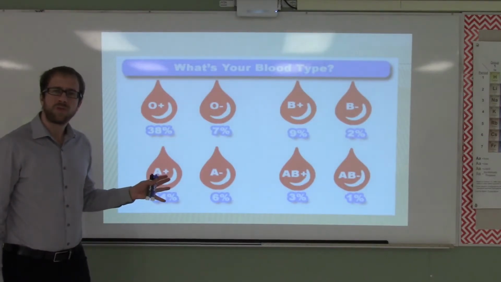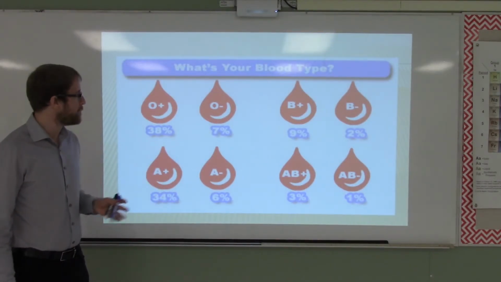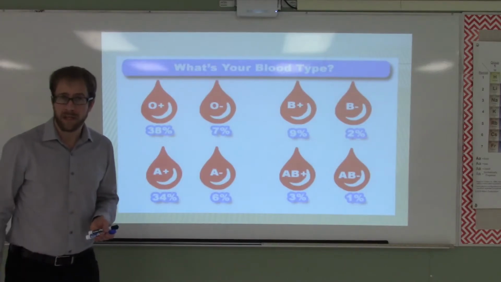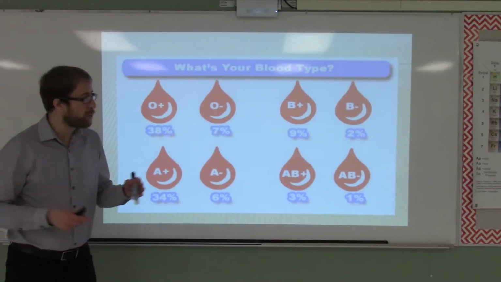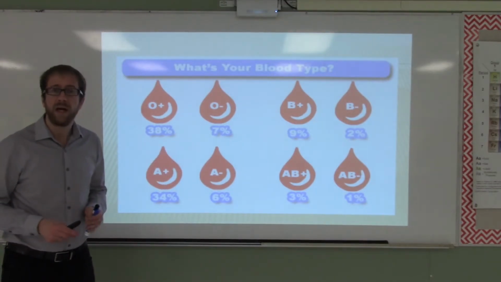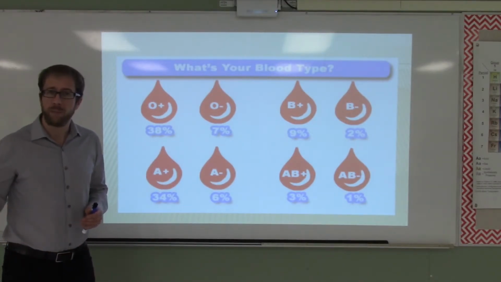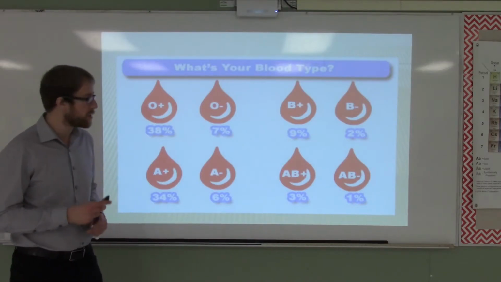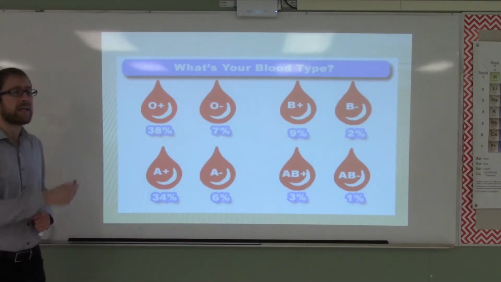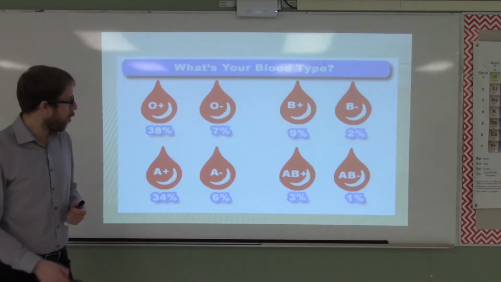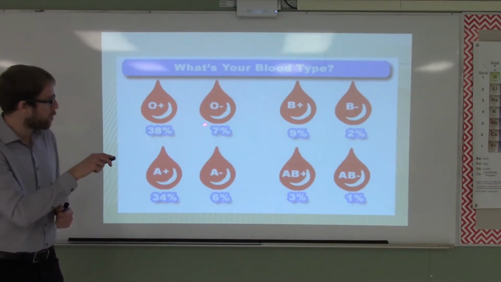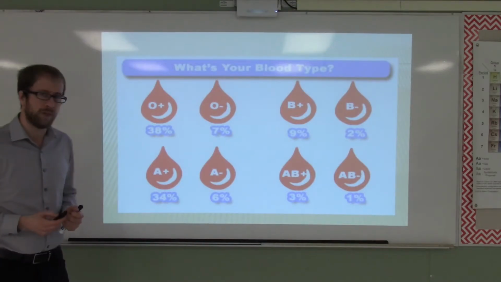So these are the most common blood types in North America. Keep in mind, worldwide, different countries have different proportions of blood types. Asia's prominent blood types look very different than ours. But O positive is hands down the most common. I am O positive. O negative, the most desirable, is only 7% of the population.